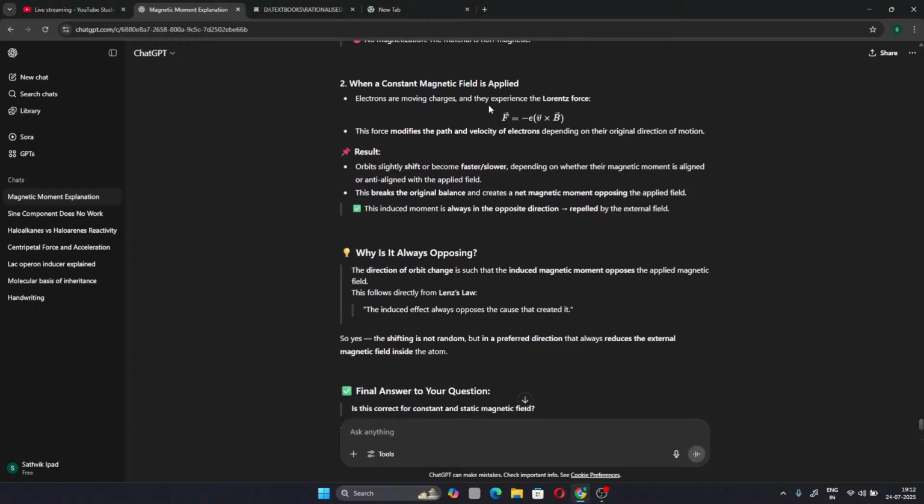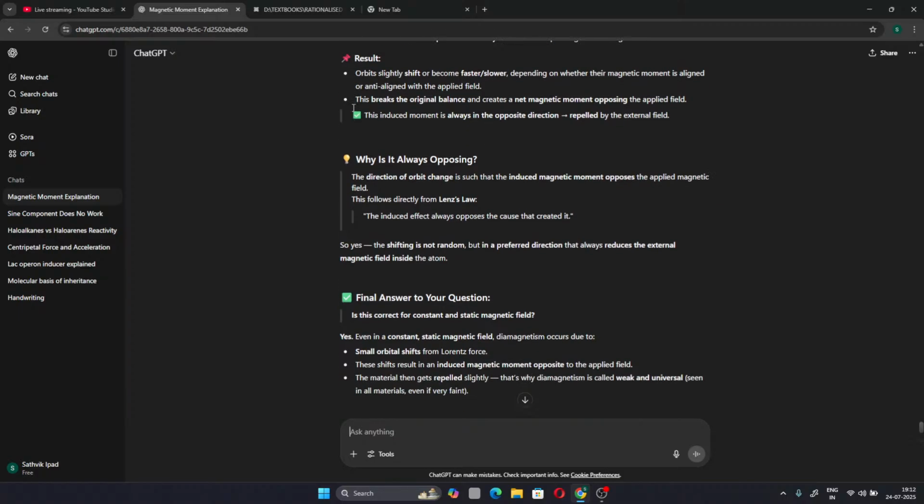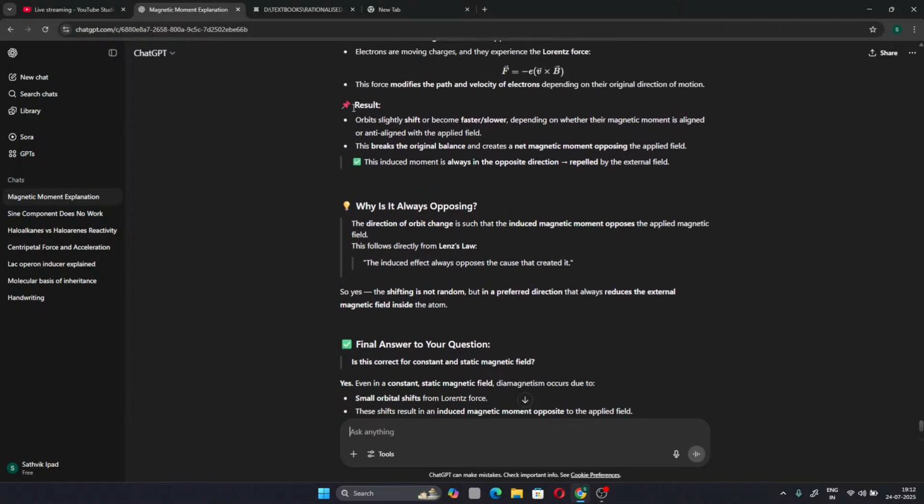When a constant magnetic field is applied, the electrons are moving charges and they experience the Lorentz force. This force modifies the path, the velocity of electrons depending on their original direction of motion. Orbits slightly shift or become faster or slower, depending on whether their magnetic moment is aligned or anti-aligned with the applied field.